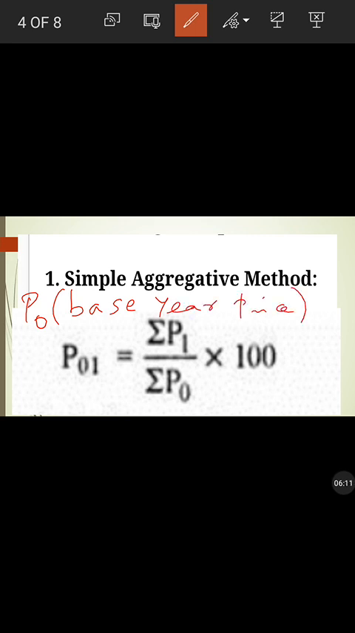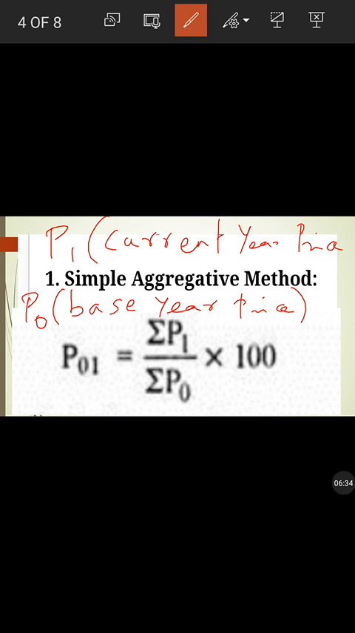Okay. Similarly, P1 is known as current year price. It's very simple to remember. Whichever year comes later is known as the current year price, whereas the year given earlier is known as the base year price.